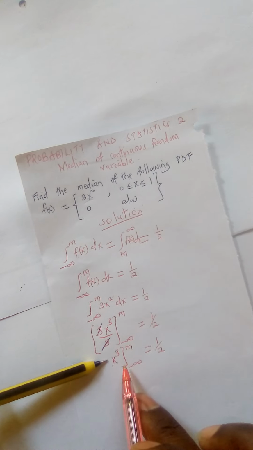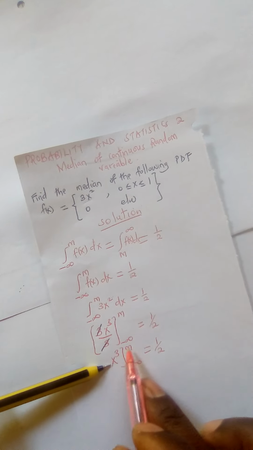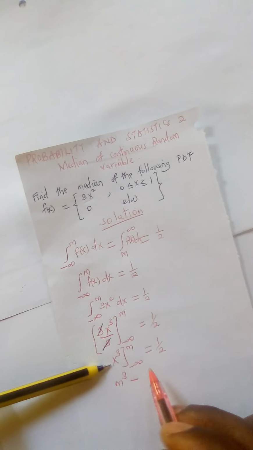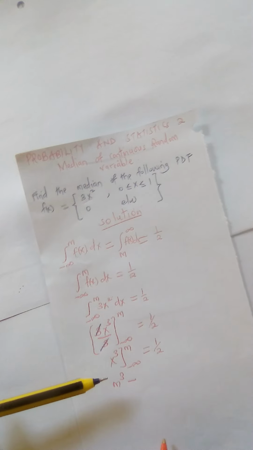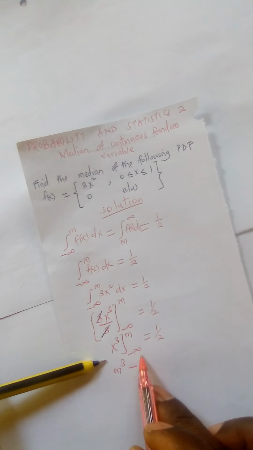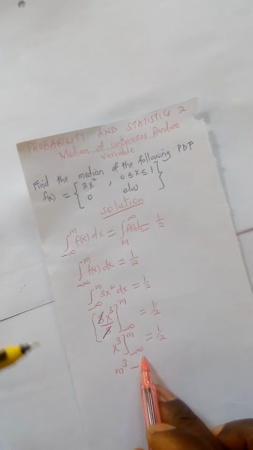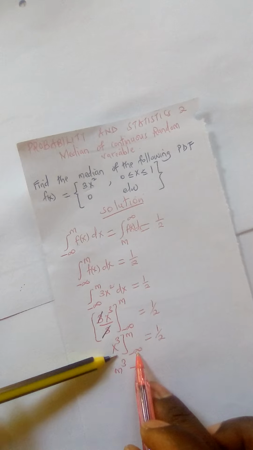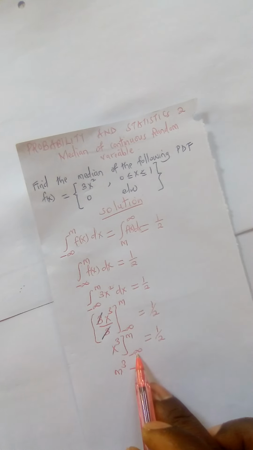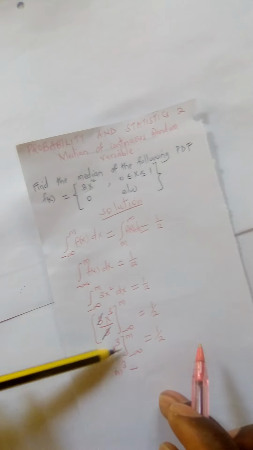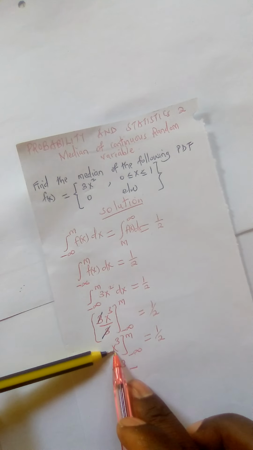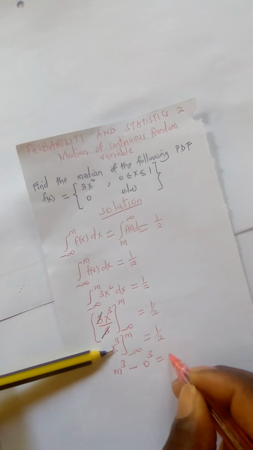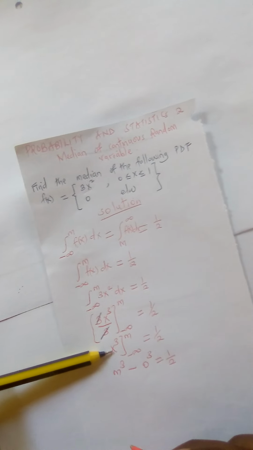So let us begin with the upper limit. Substitute x with m, it will be m cubed minus, now when you come to the lower limit here, it is negative infinity. Here, negative infinity, we assume that it is 0, because they are just the same. So instead of using negative infinity, it is better to use 0. So I'll substitute x with 0, and it will be 0 cubed there, and the total must be equal to a half.